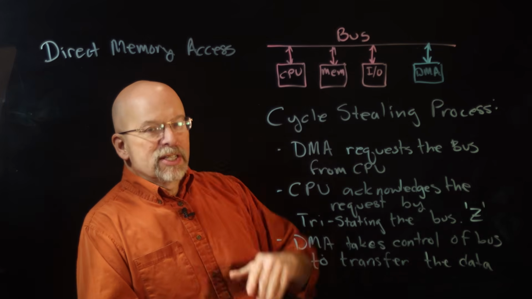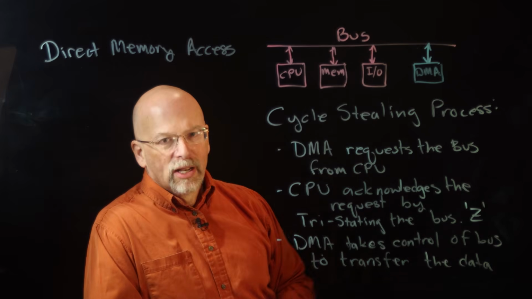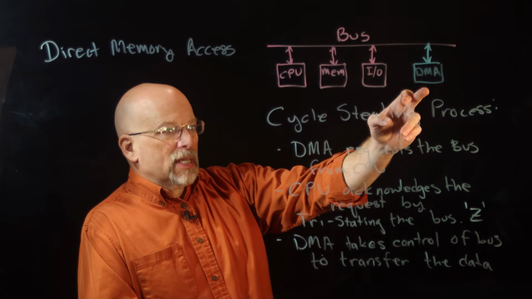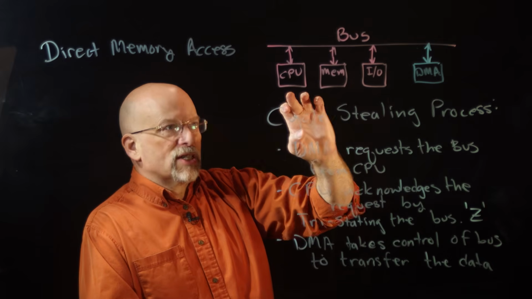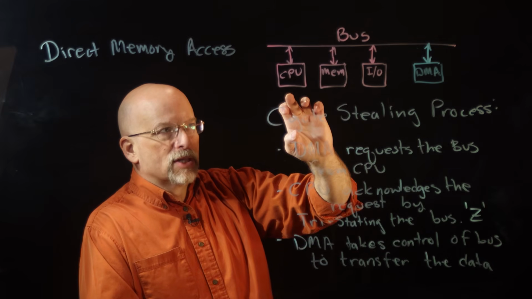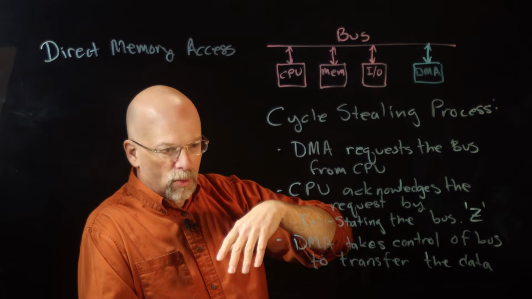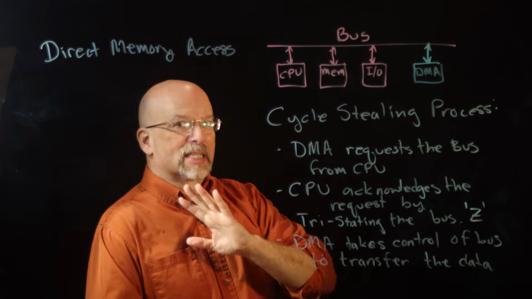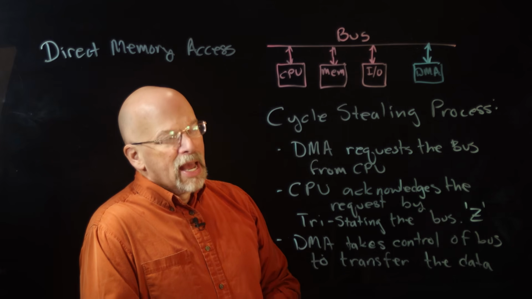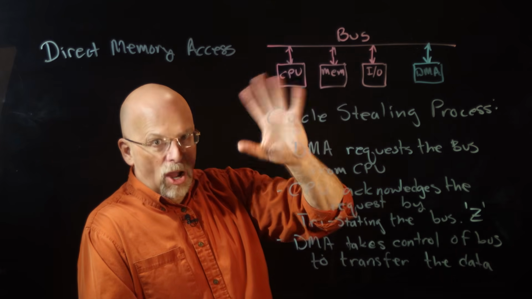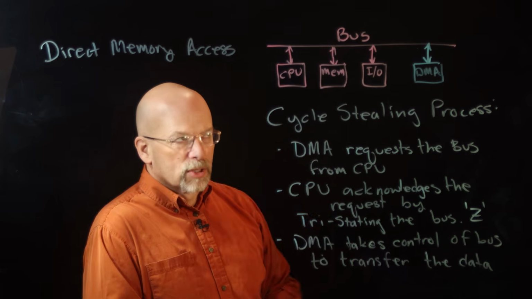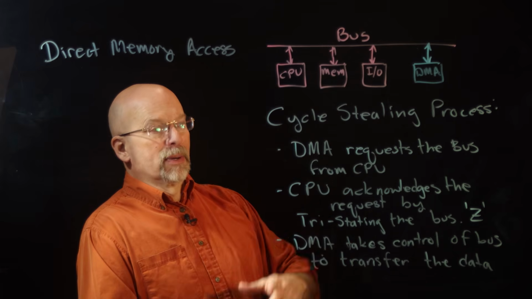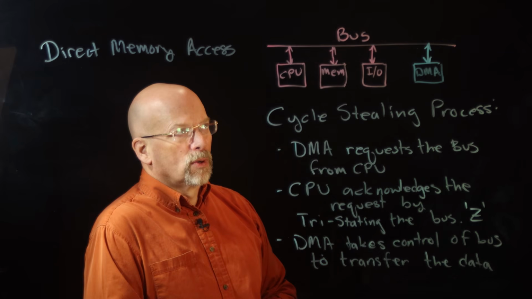Now, this is not an interrupt. We're not calling any sort of interrupt service routine. You know, the DMA, this request, it's done through hardware. The CPU is not changing its mode. It's not changing the code it's executing. It's not stopping the code it's executing. It's just simply a hardware thing that allows us to go through this process to allow the DMA to have access. And then the DMA releases the bus and the CPU can take control of the bus.